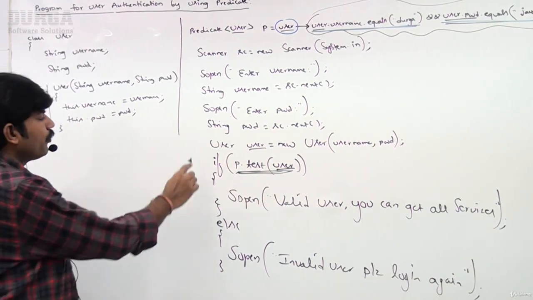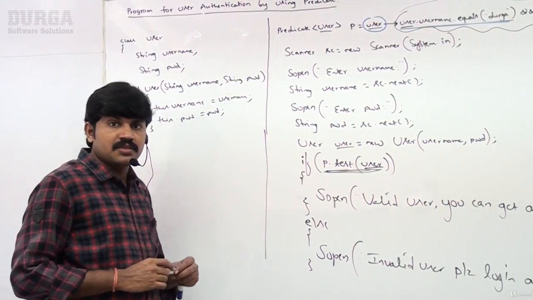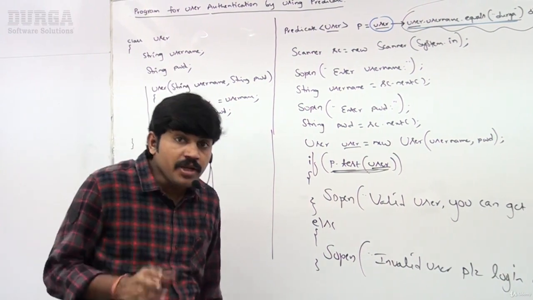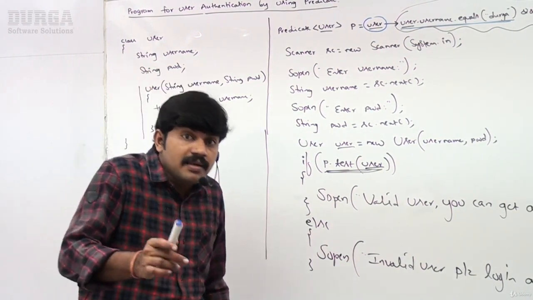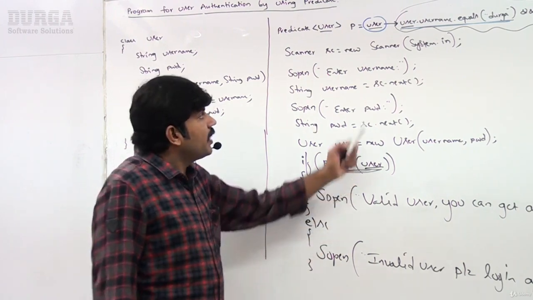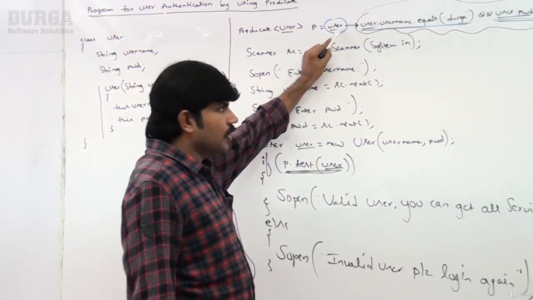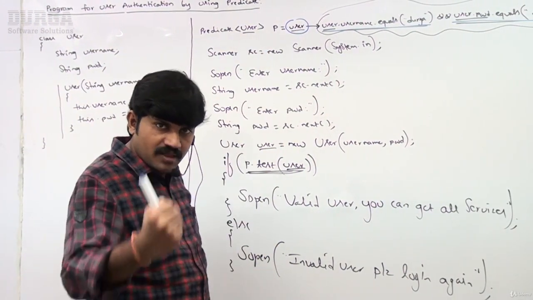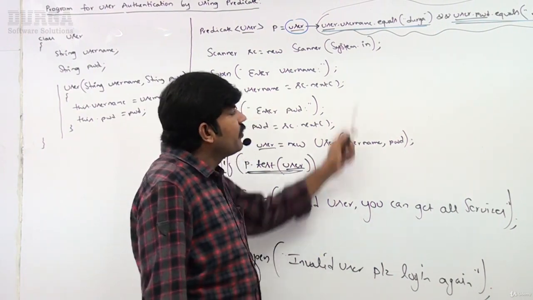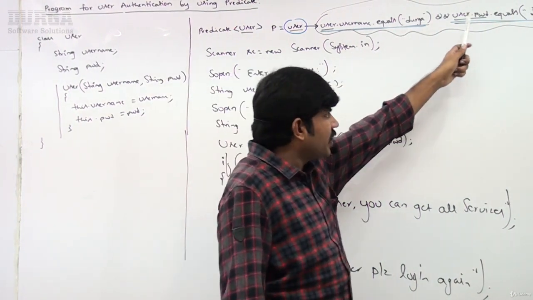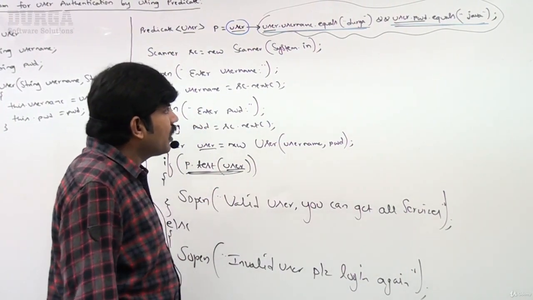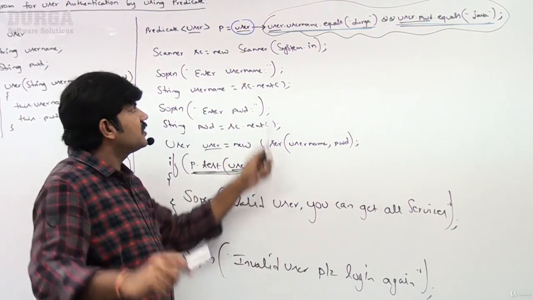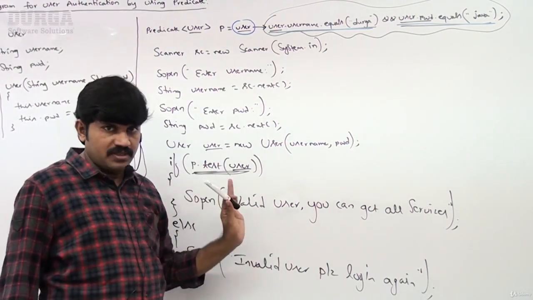How beautiful these examples are. In reality, where are we going to use the predicate? In this example I'm using it for authentication purpose. My predicate can take a user object as the argument. It will check whether the username is Durga or not, whether the password is Java or not. If the username is Durga and the password is Java, then this test method returns true.